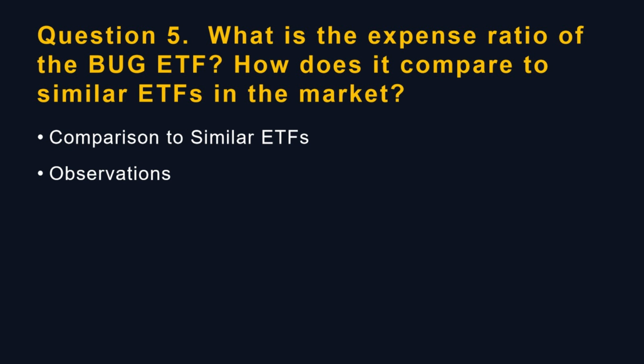Question 5. What is the expense ratio of the BUG ETF? How does it compare to similar ETFs in the market? The expense ratio of the BUG ETF, Global X Cybersecurity ETF, is 0.50% as of April 24, 2024. This expense ratio represents the annual fee charged by the ETF to cover its operational costs, including management fees, administrative expenses, and marketing costs. The expense ratio is deducted from the ETF's net asset value, NAV, on a daily basis, which ultimately reduces the overall return for investors.